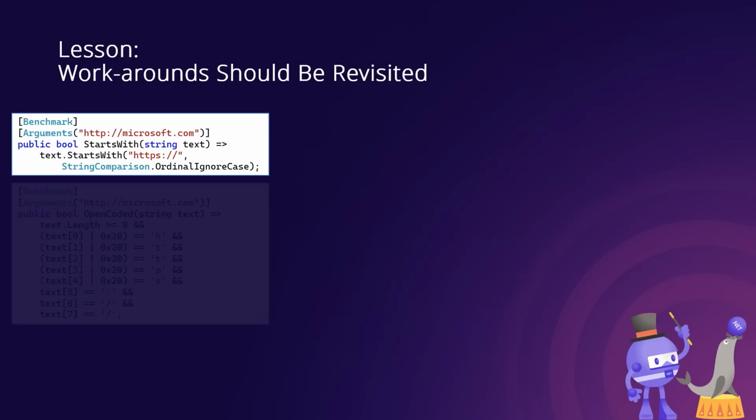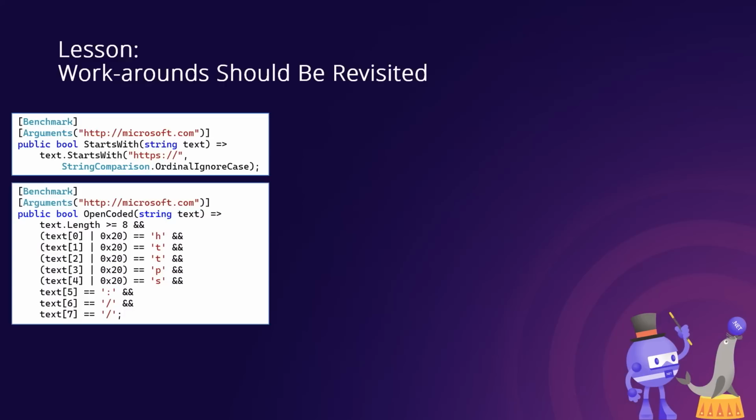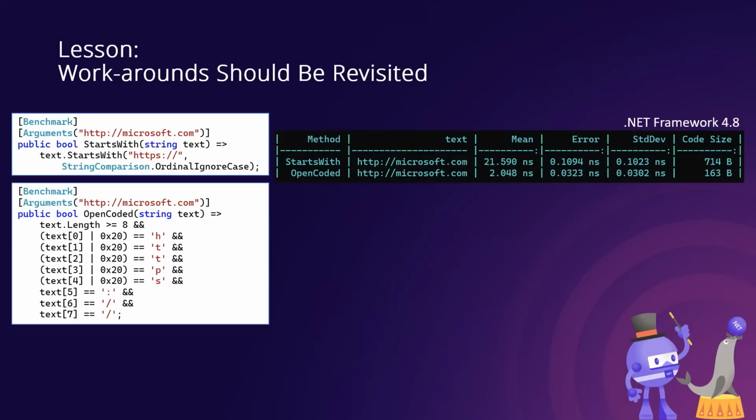Now, at some point, when someone wrote this code, they must have benchmarked this and realized that they could do it faster if they just open coded it, if they just did it themselves. So they're checking the length here to make sure it's at least 8 characters. Then they're doing some really cool ASCII tricks, recognizing that the uppercase ASCII letters differ by only 1 bit from their corresponding lowercase letters. So if I just OR in 0x20, I can do a single comparison for each. And they probably benchmarked this. And in fact, when I benchmark this on .NET Framework 4.8, I see indeed the open-coded one is 10 times faster. Woohoo! Good day's work. 2 nanoseconds instead of 20 nanoseconds.